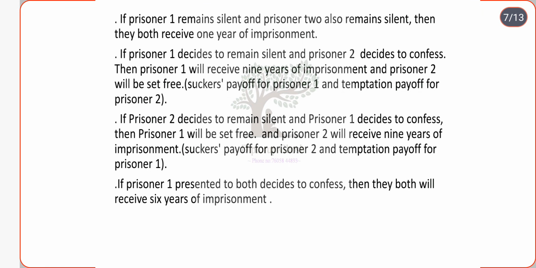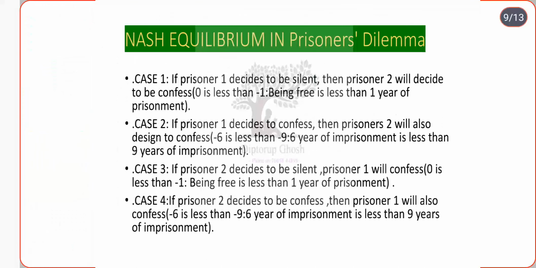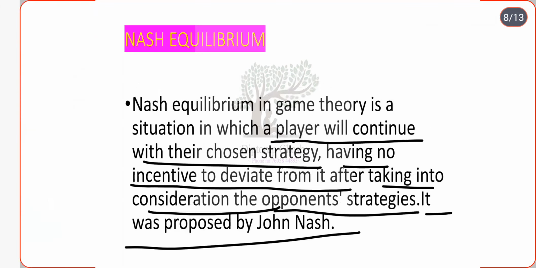If prisoner 1 remains silent and prisoner 2 also remains silent, then they both receive 1 year of imprisonment. Okay, I will come to this story. Before that, let me form 4 different cases. After that, you will understand the definition of Nash equilibrium much more accurately. But let me tell you something before going through these 4 cases.